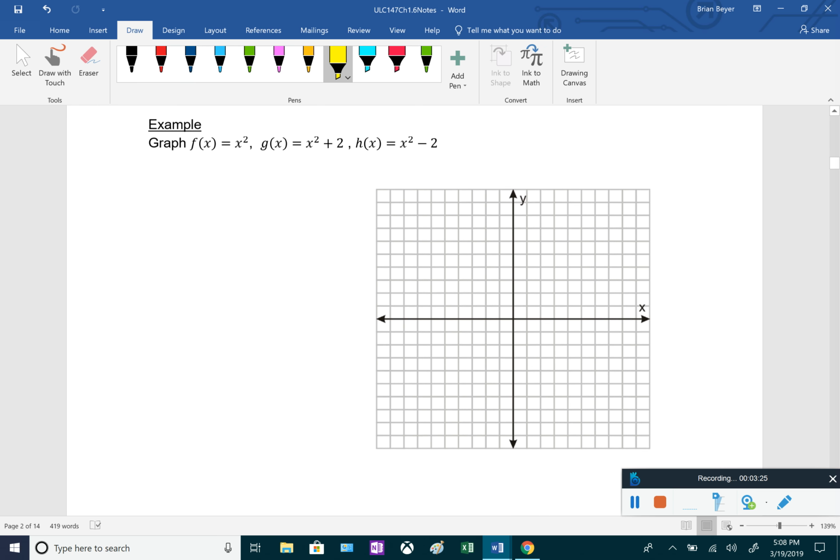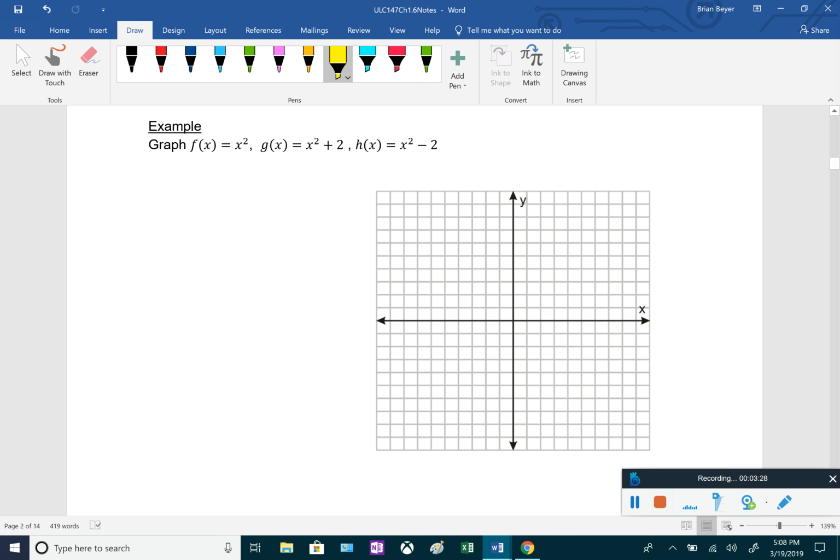So let's graph f of x equals x squared, and then we'll graph g of x, which is x squared plus 2, and h of x, which is x squared minus 2. So f of x equals x squared. Before I graph that, I'm going to come up with a little table of values so we can plot some points. The x values I'm going to use are -3, -2, -1, 0, 1, 2, and 3. I'm going to plug all of those values individually into f of x and find its corresponding function value, which is the y value.